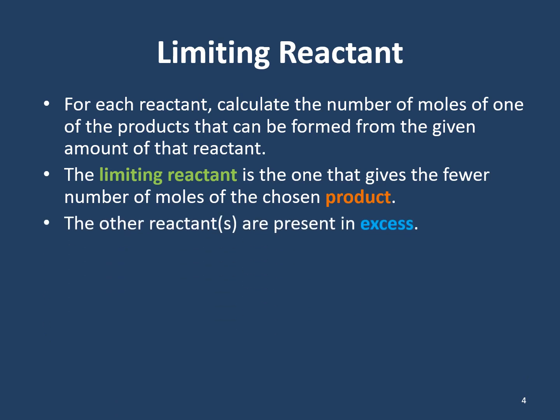The other reactants, the ones that could form more product if we had enough of the other reactant, the limiting reactant, are what we call in excess. So if you're told in a problem that this reactant is in excess, then the other reactant is by default our limiting one, and we don't even need to figure it out.